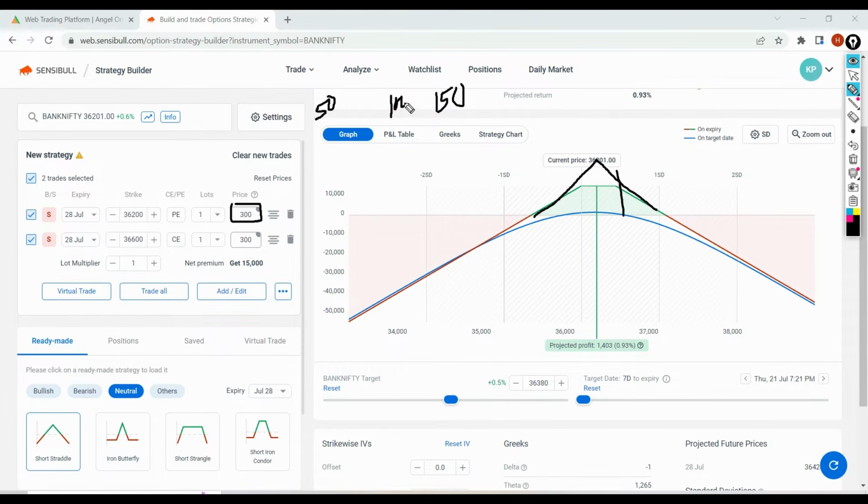Let's say this is 100. I'm just taking an example. So what is a strangle? 50 points away, 50 points away. That's it. Minus 50 and plus 50. That's what I'm doing. Your market is standing at 36,400. So I have a put already at 36,200, so 36,400 plus 200 would be 36,600. The moment we have done this, we are able to convert the straddle to a strangle, point number 1.